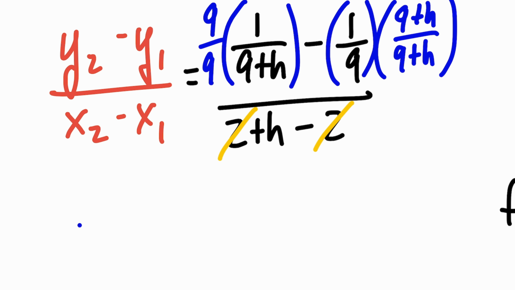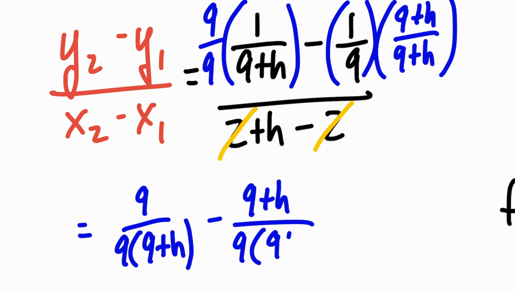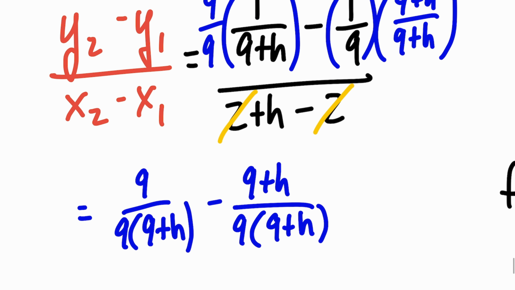Multiplying by 1 doesn't really change anything, it just makes it look different. All right, next, let's go ahead and keep simplifying. As we multiply our numerators together and multiply our denominators together, we're going to get 9 over 9 times 9 plus h. I'm not going to bother to distribute. Minus, as we multiply 1 times 9 plus h in the numerator, we get 9 plus h over 9 times 9 plus h. Now the other thing to bring along is, remember we had this h in the denominator? It needs to come along as well. So we still have that h hanging out in the denominator.